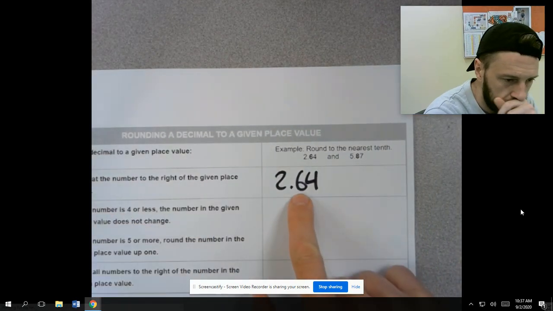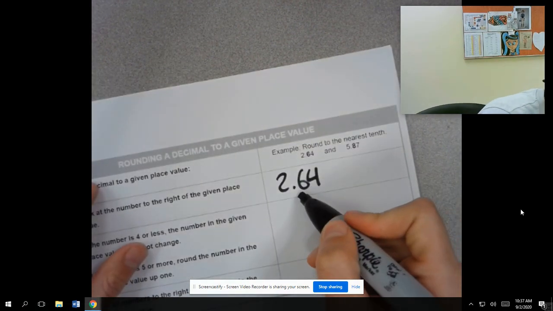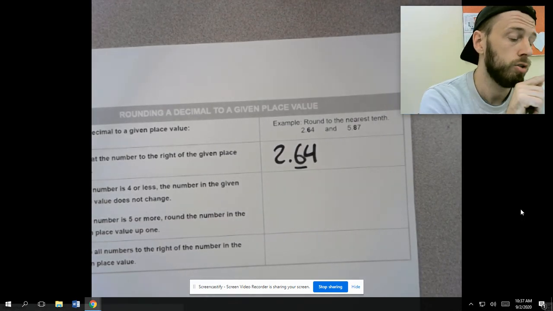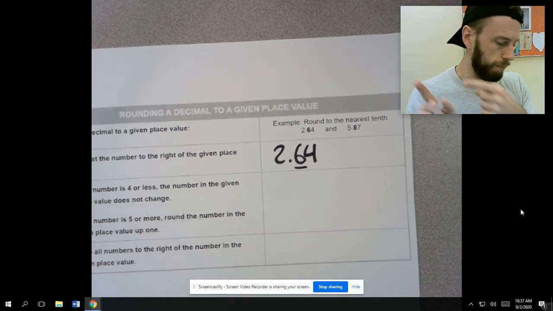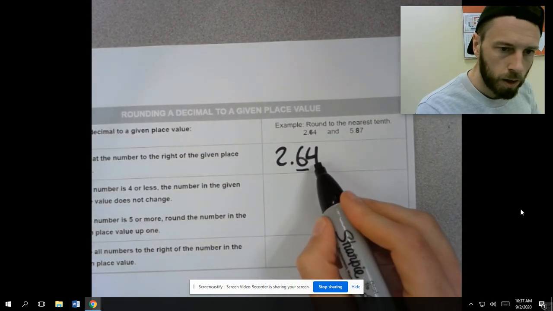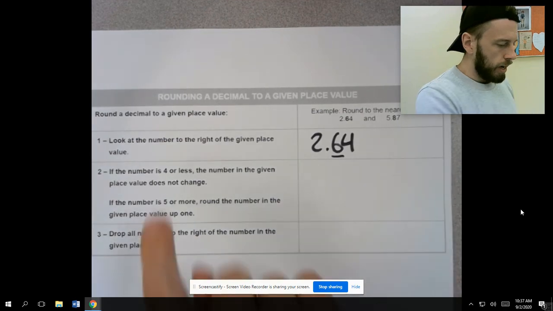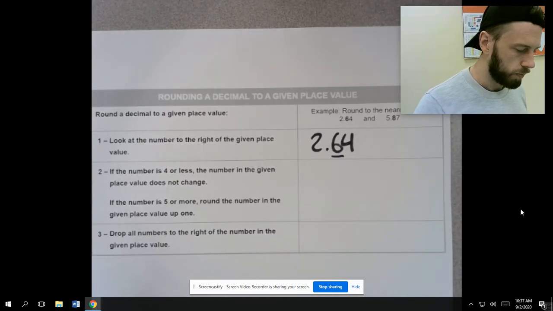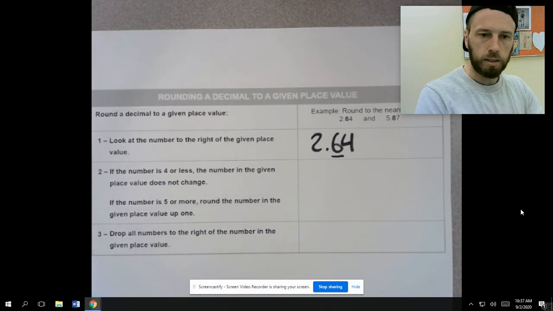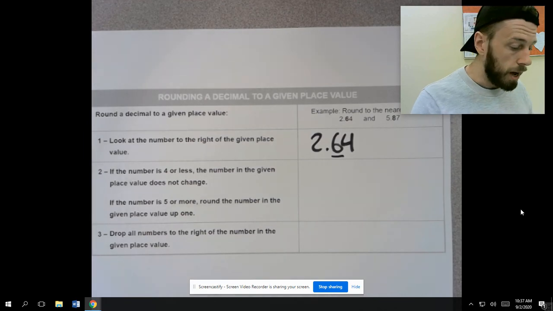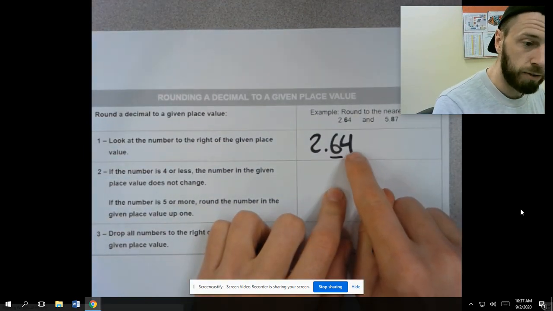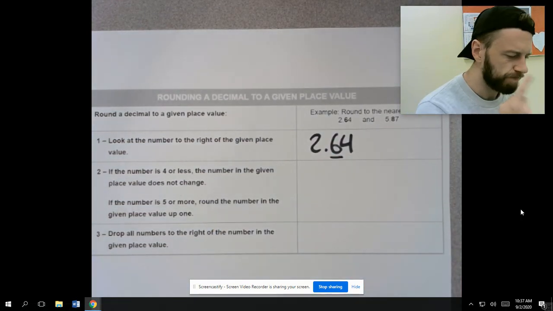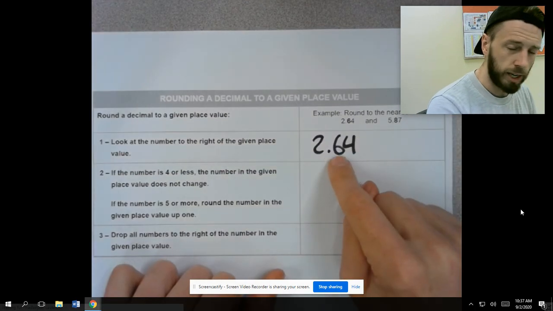So we need to round to this place, the tenths place. In order to round to the tenths place, we look to the place to the right of that. So we look to the 4 over here. And then we have to make a decision. Down here in step number 2, it says, if that number is 4 or less, then the place value does not change. But if it is 5 or more, so if this were a 5 or higher, then this place would change. We'd bump it up. But it's a 4. So that means that this number doesn't change.